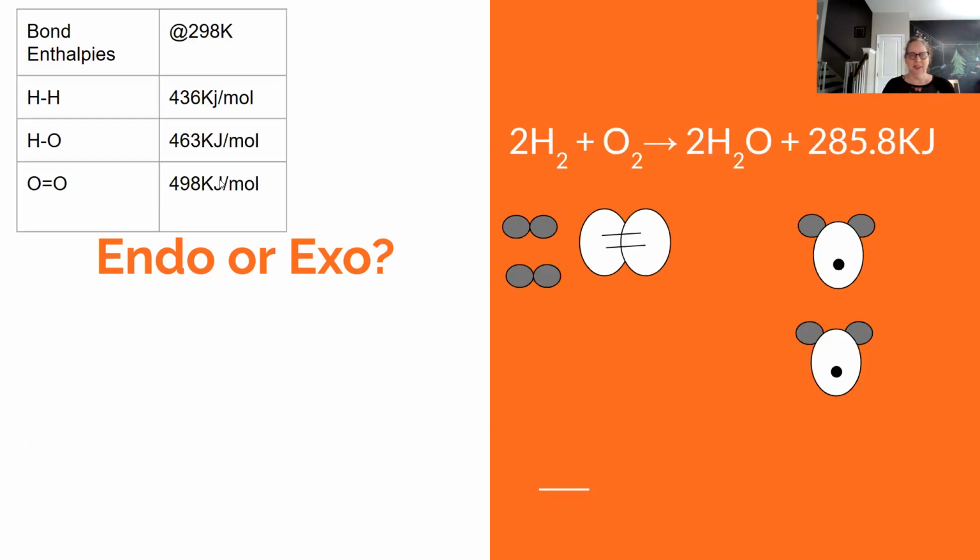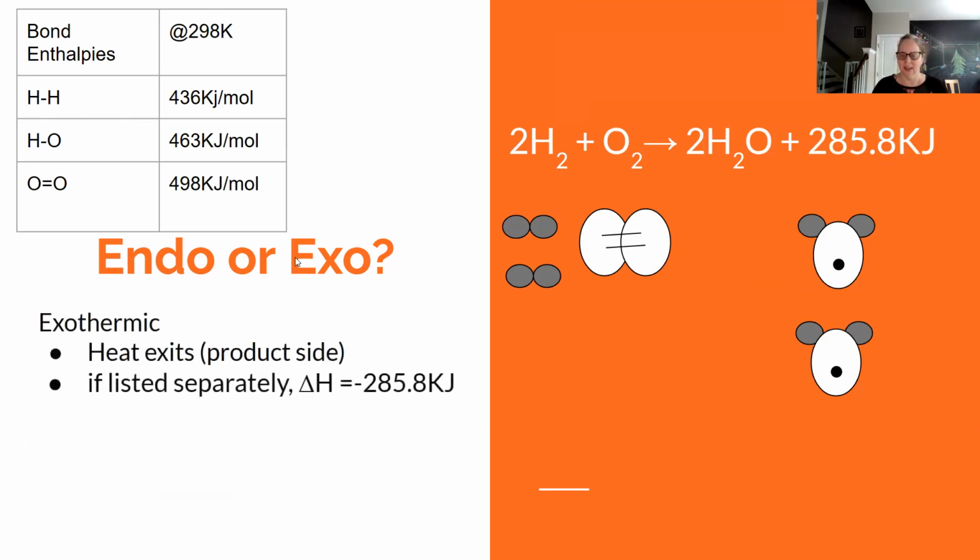Now we have the reaction going around on the other side. Is this endo or exo? I see the energy is on the product side. That means it's something I can collect, which means it was released from the reaction. So that is exothermic. It could also just be written separately as delta H is equal to negative 285.8 kilojoules.